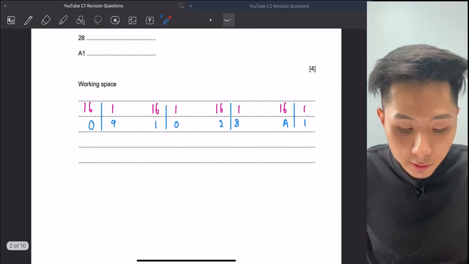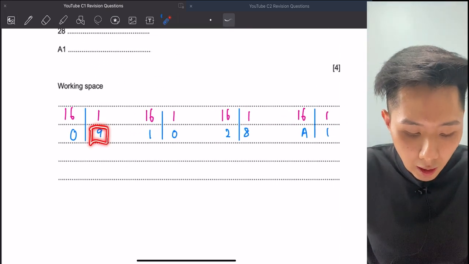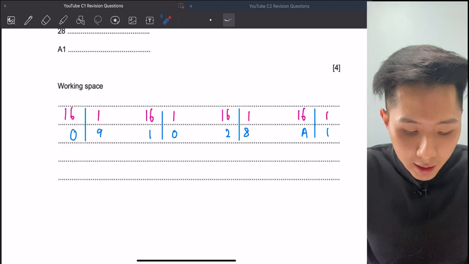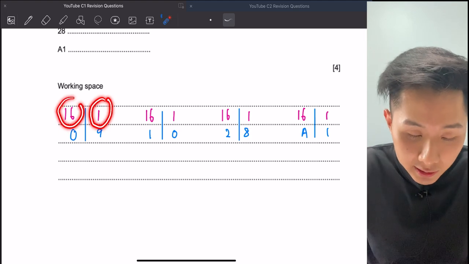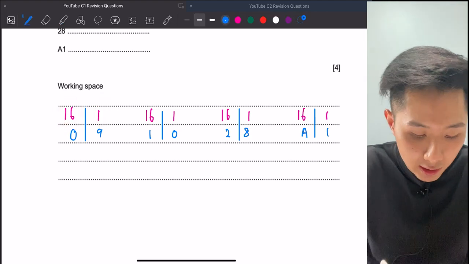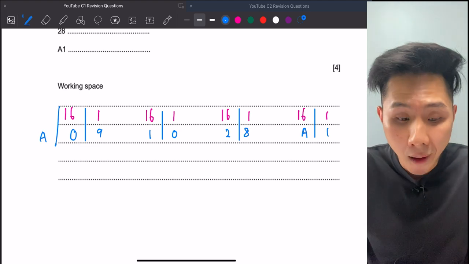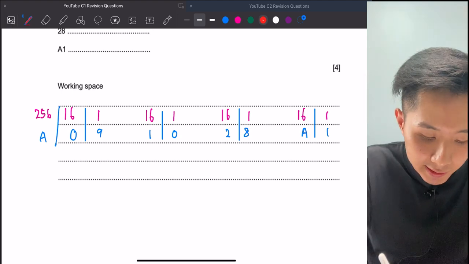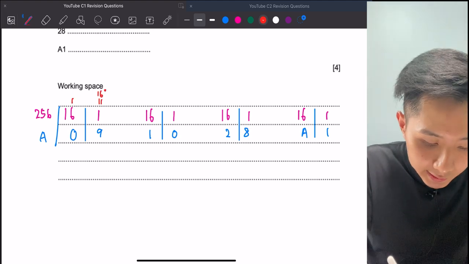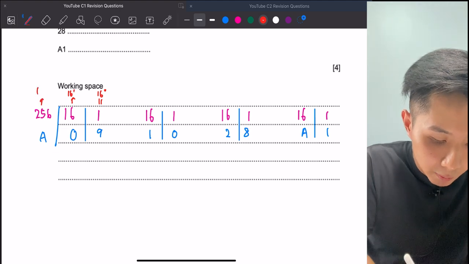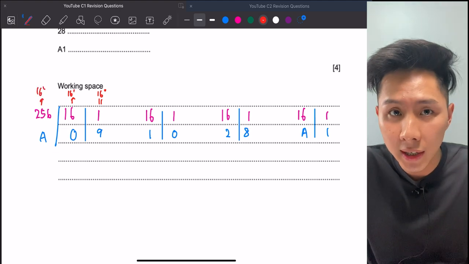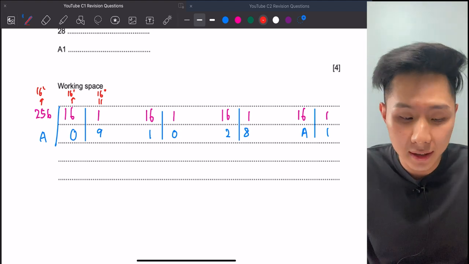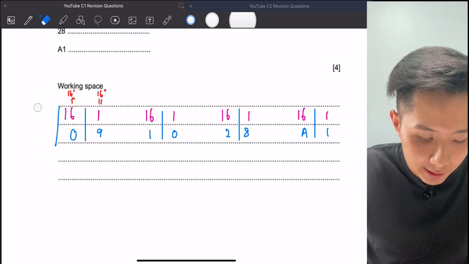So first thing first, you need to understand that for each digit in a hexadecimal number, there is a place value assigned to it. The rightmost digit has a place value of 1, followed by 16, and if you have another digit here, this value will be 256. Just for your information, these values are basically 16 to the power of 0, 16 to the power of 1, 16 to the power of 2, so you don't really need to memorize. And because calculator is not allowed, it's good to know what they mean here. So I'm going to erase the unnecessary things.